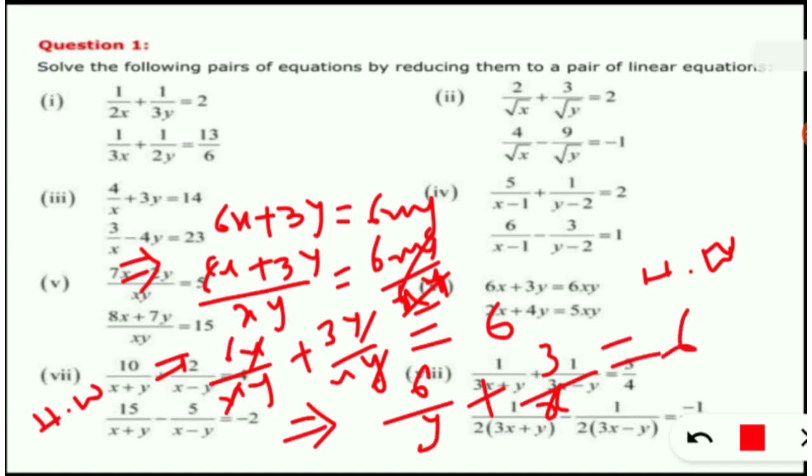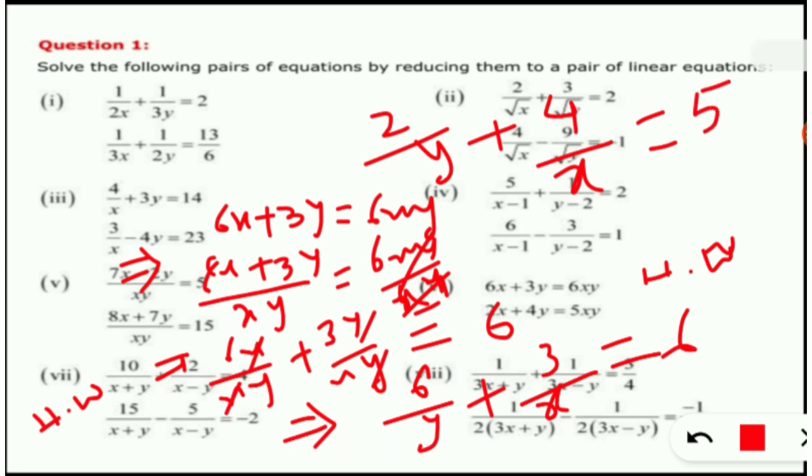Clear? Similarly, 2x plus 4y equals 5xy can be written as 2 divided by y plus 4 divided by x equals 5. How? We divided both sides by xy. Clear? So simply this is 2 by y plus 4 by x equals 5, and this is 6 by y plus 3 by x equals 6. This is equation 1 and this is equation 2.